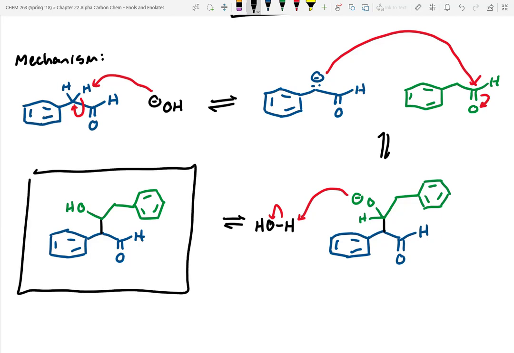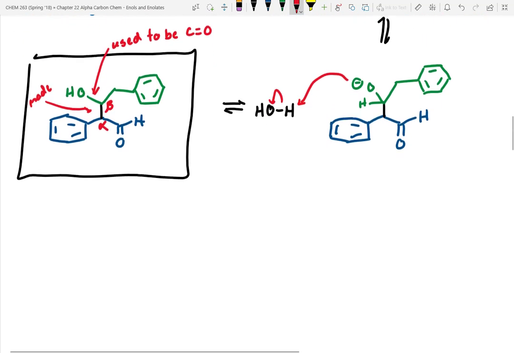One trick you can do is look at the alpha position next to your aldehyde, label that. The beta position must be the one containing the alcohol, right? Because we know we always form a beta hydroxyaldehyde. And then label the bonds that were made and broken. So this bond was made right here. And then this bond right here between the oxygen and that beta carbon, this used to be a CO bond. Does that make sense? I'll show you why this is helpful by putting you in the reverse situation.